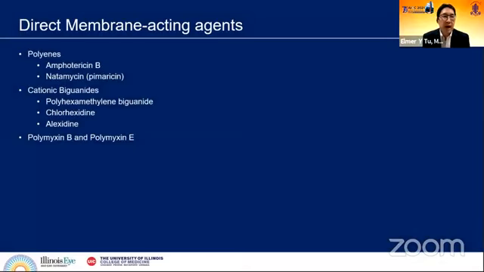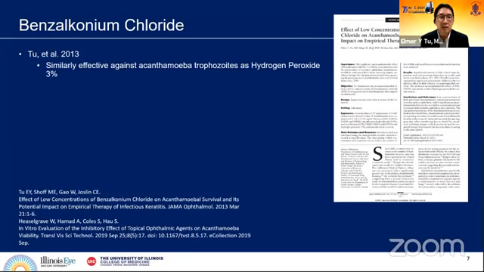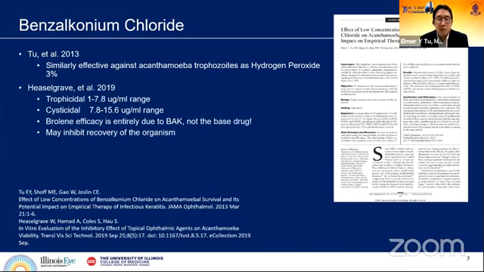So starting with direct membrane acting agents, there are polyenes like amphotericin, natamycin, and biguanides, which we'll talk about. One thing to understand is that the components of a drop that you use actually do impact it, based on the preservatives. And we showed in 2013 that the benzalkonium chloride found in normal concentrations in antibiotics other than moxifloxacin is actually fairly effective against trophozoites. This was confirmed 2 years ago in a study out of Moorfields, which showed the benzalkonium chloride could be both trophicidal and cysticidal. In fact, they attributed a large portion of propamidine efficacy, or Brolene, to the BAK and not the actual base drug.